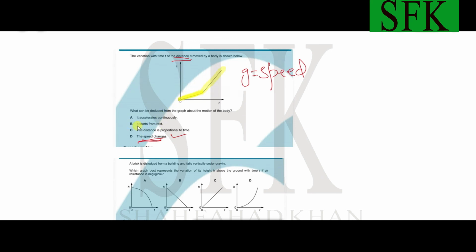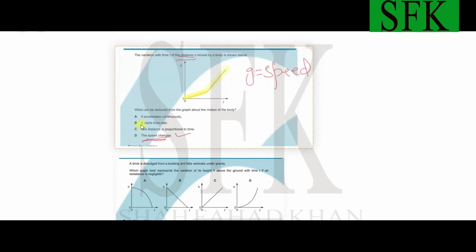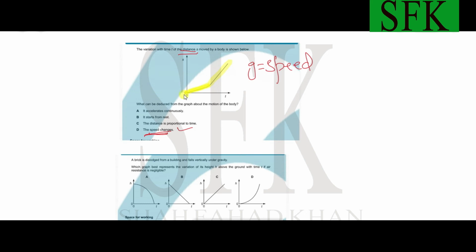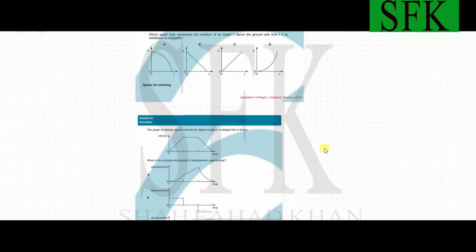It starts from rest? Again, we've discussed this point earlier. It does not start from rest because the gradient of this line is not 0. The gradient of the line passing through the origin must be 0 for this body to be at rest. It accelerates continuously? Nothing can be said about acceleration from here. Okay.